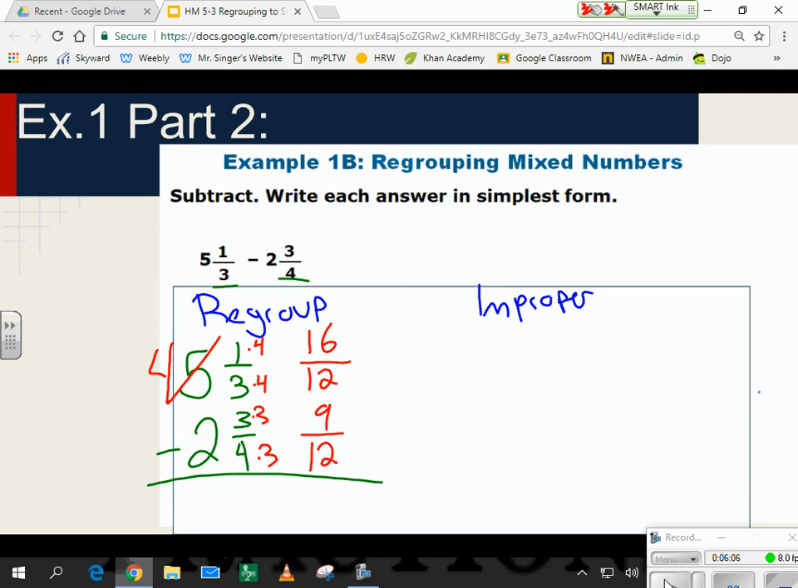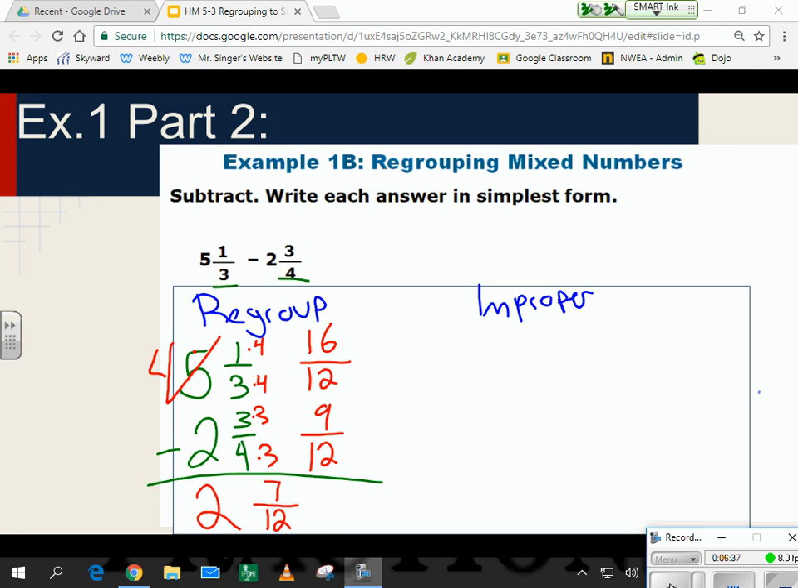Now 16 12ths is improper, correct? Of course. But we have to have that way because we stole one from 5. Now that our fractions are all proper, we can now subtract. 4 minus 2 is 2. Your denominator stays a 12. And now we have to do 16 minus 9, which gives you a total of 7. So that's the regrouping method that I just showed you now twice. Let's do the improper method. Let me show you how that works.